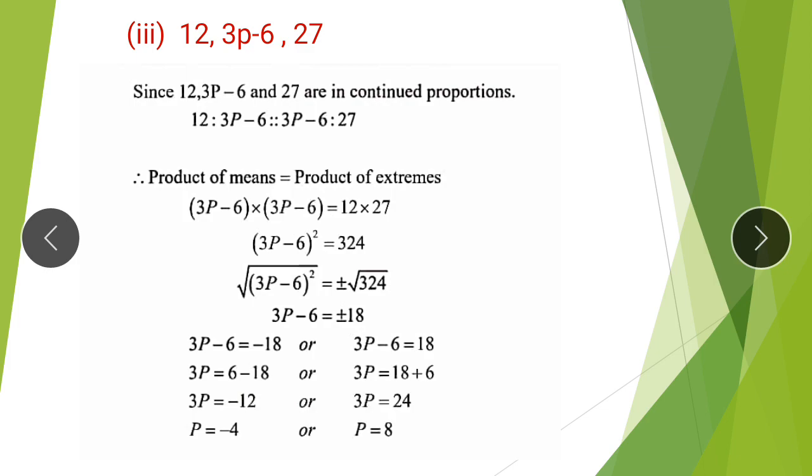4 1s are 4, and 4 3s are 12. So we will get minus 4 is one value of p, and the second value of p will be 8. So this will be the continued proportions. Okay, this will be the value of the letter involved in the continued proportion.